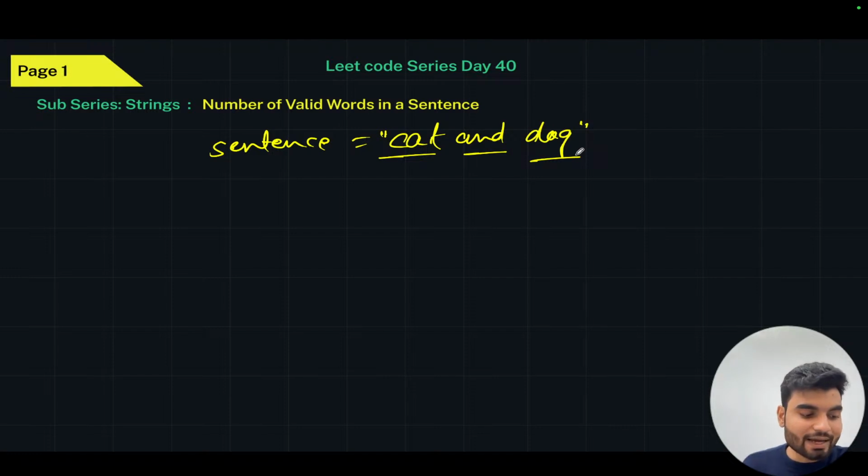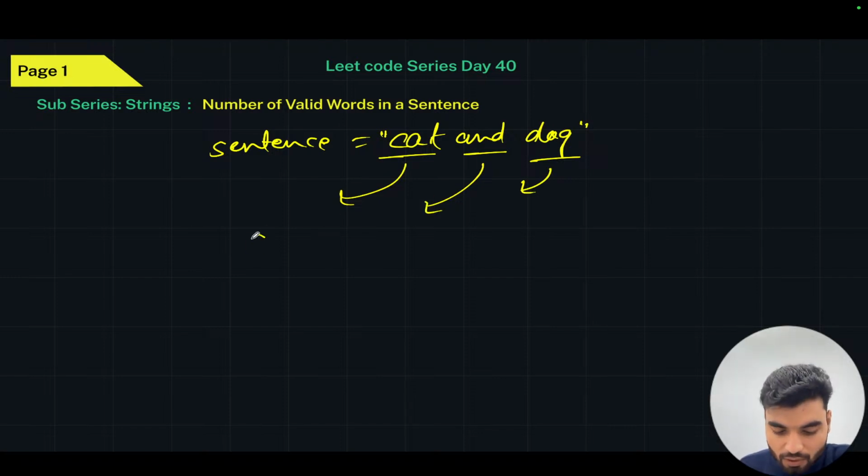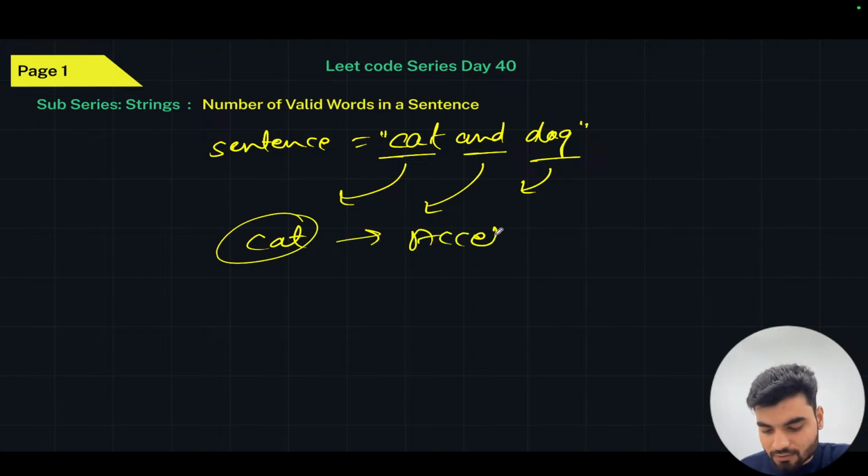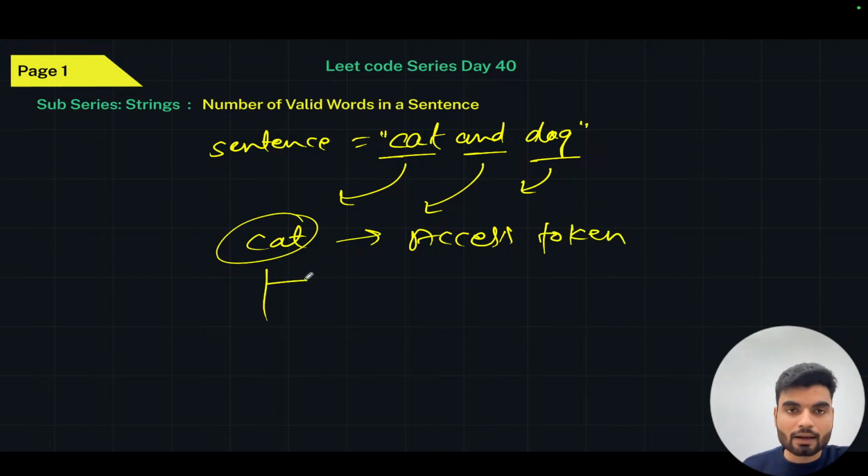So the first thing is that we need to access these words. So access the word, first thing. Second thing, you need these words separately. Once you have these words, you have to check your rules. First you need to access the token, right? Once you have accessed this, then what you have to do, you have to check the three rules, right?